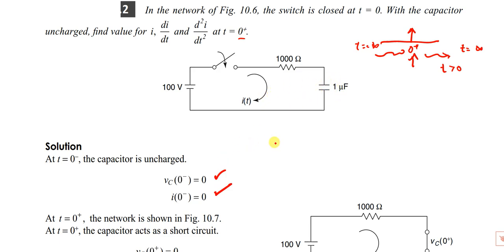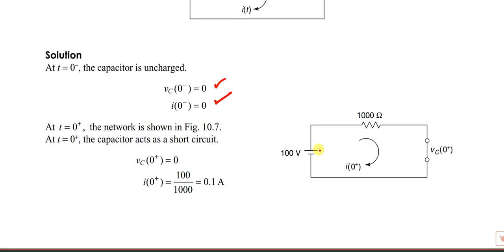Now the switch is closed at t equals 0 plus. What happens now? The capacitor voltage is 0 volts, which means short circuit. 0 volts means short circuit. The capacitor acts as a short circuit now.